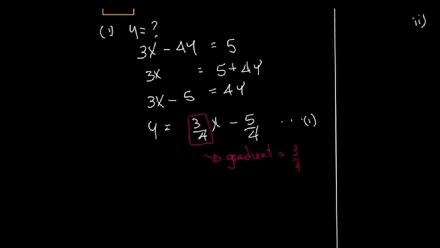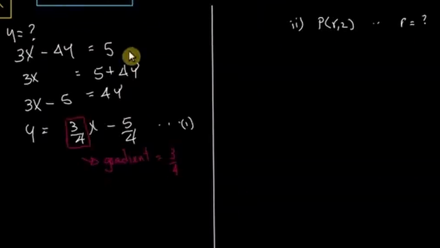So here we have the point P lies on this line, y is equal to 3 over 4 x minus 5 over 4. So the point P lies on that line where P has coordinates r and 2. What is the value of r? This is the same as saying if x is equal to r and y is equal to 2, then what's the value of x? It's the same thing we're saying.